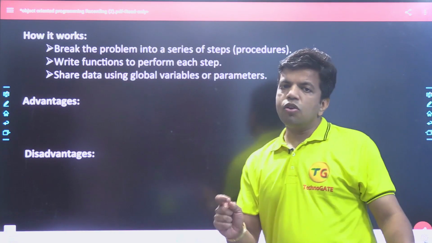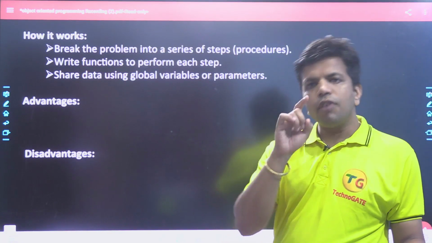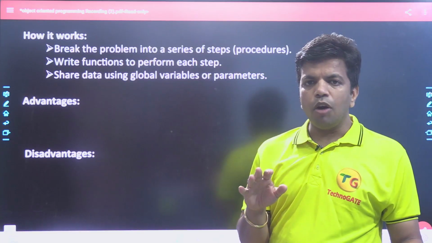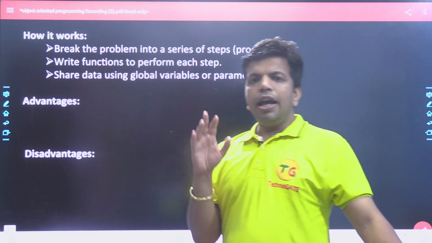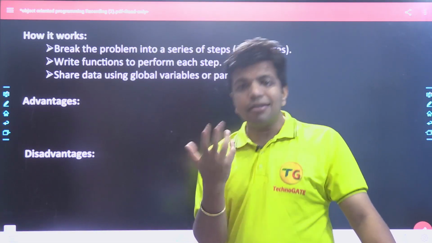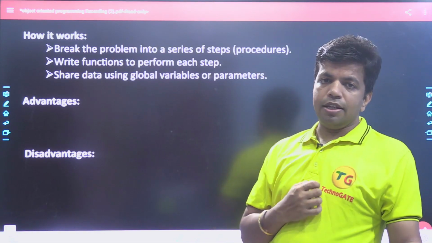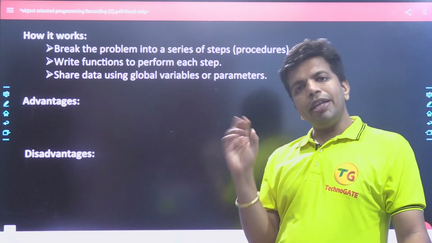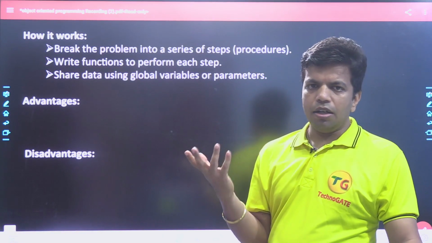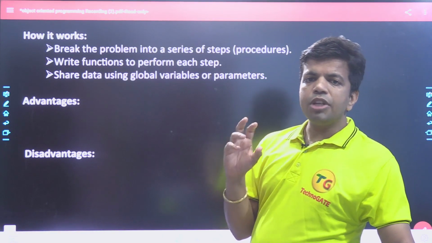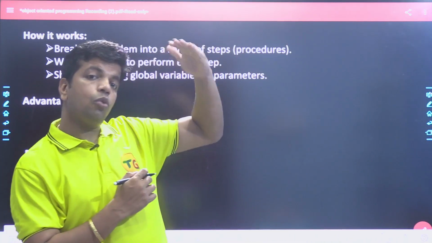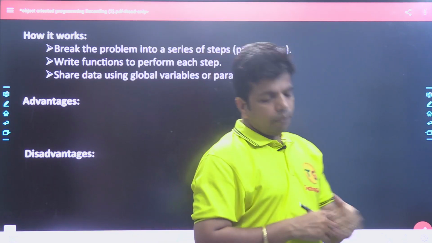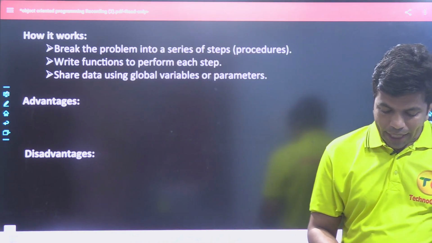So that's why this is the approach. First of all, how exactly is it going to work? First, break the problem into sub problems, or we can say break the problem into a series of steps. And for each step or each subtask, you need to make a procedure. Write a function to perform each step. And for sharing data, we use global variables or parameters. We can make a global variable. The variables that we create outside of the main body are called global variables. So you need to make those global variables.